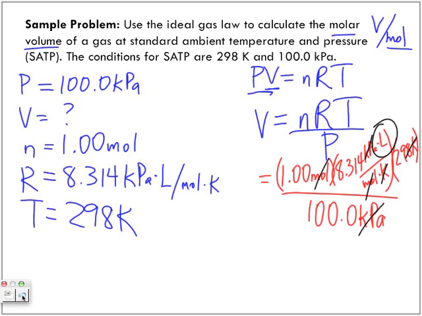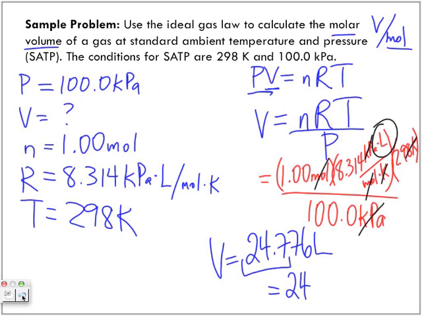So we throw all that into our calculator, and our volume is equal to 24.776 liters. The least number of significant digits in my question is 3, so I'm going to take 24.8. So the volume is going to turn into 24.8 liters of our ideal gas.